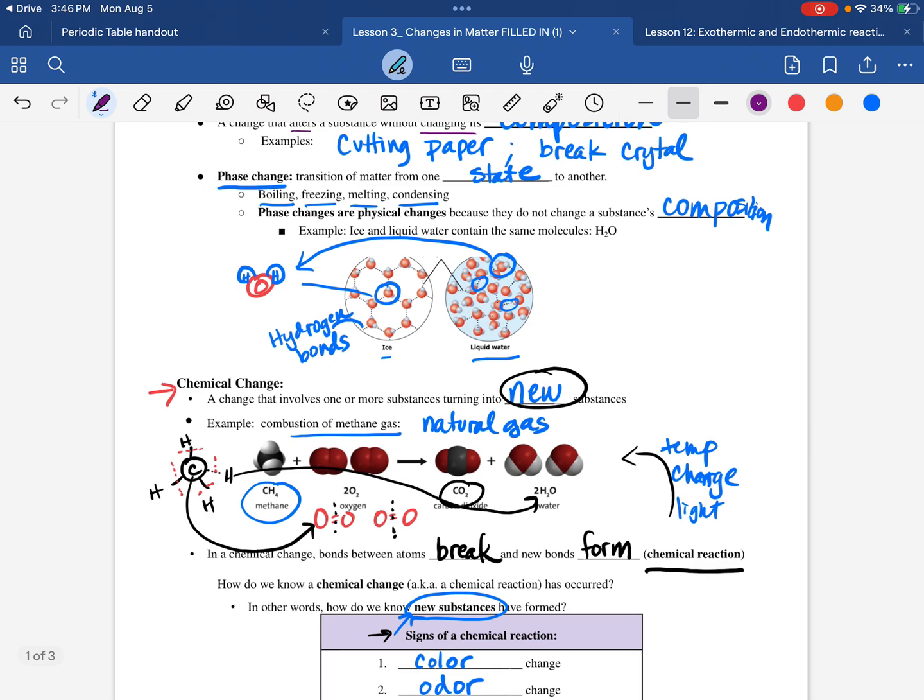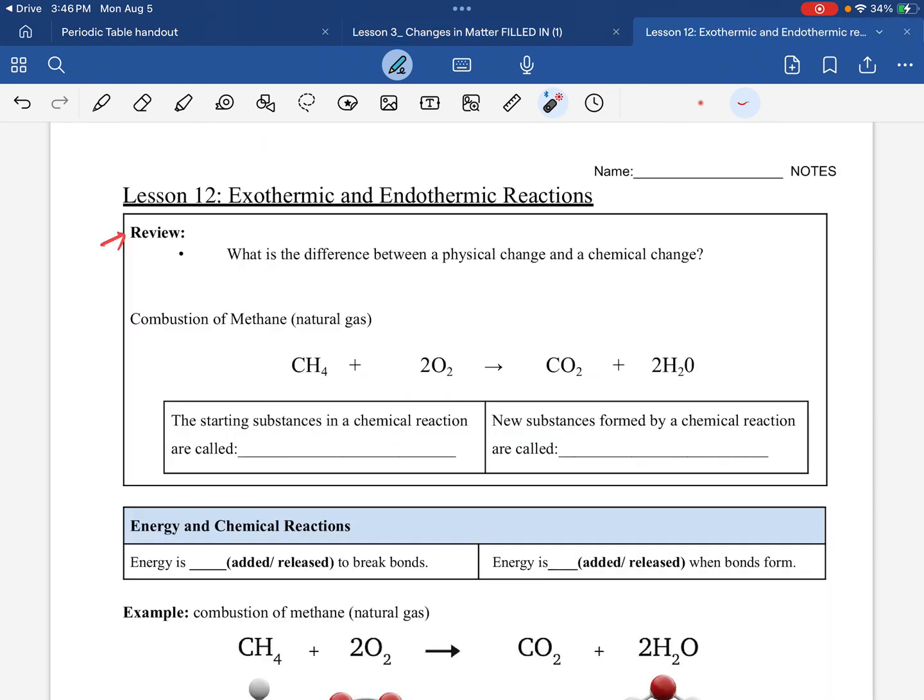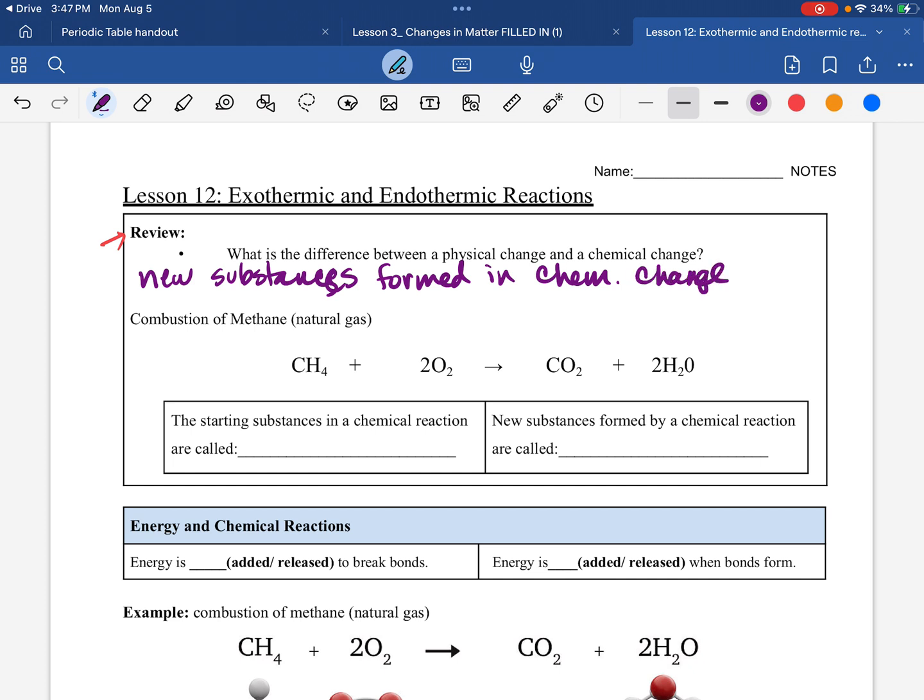Physical change is when we alter a substance without changing its composition. But a chemical change is a change that involves one or more substances turning into new substances. So a simple thing we could write here is that the difference between a physical and chemical change is new substances formed in chemical change.